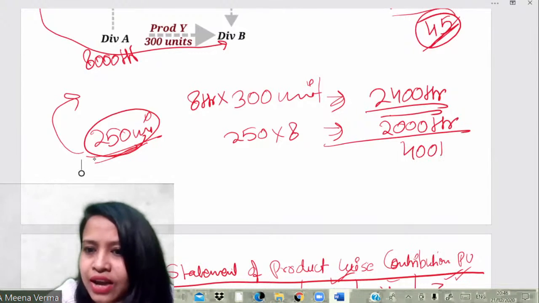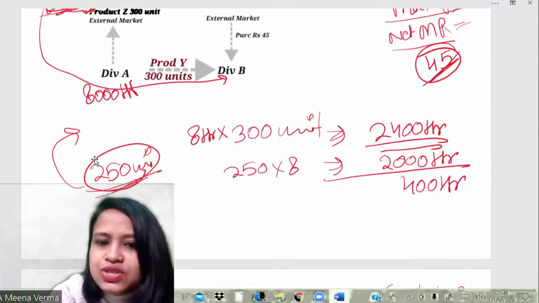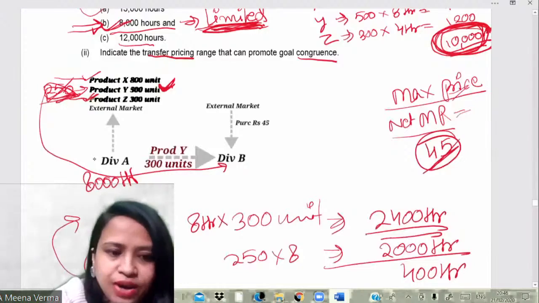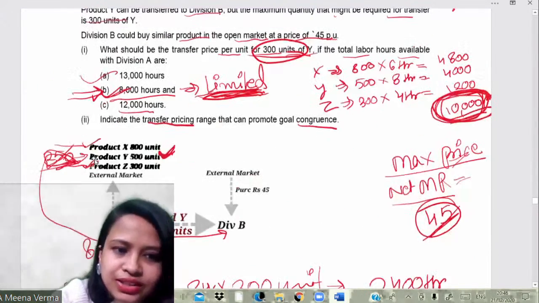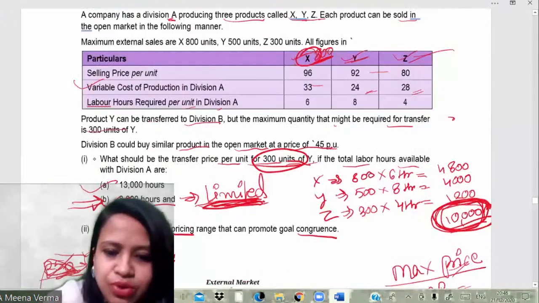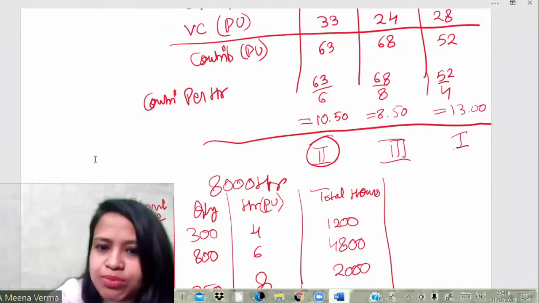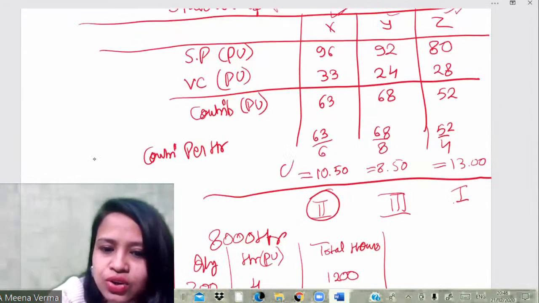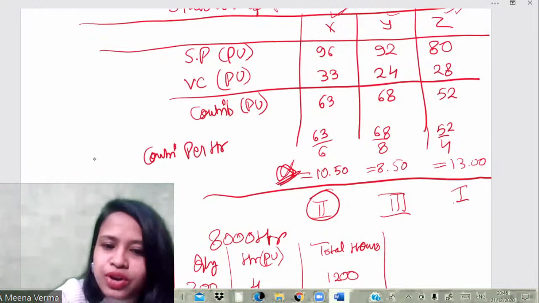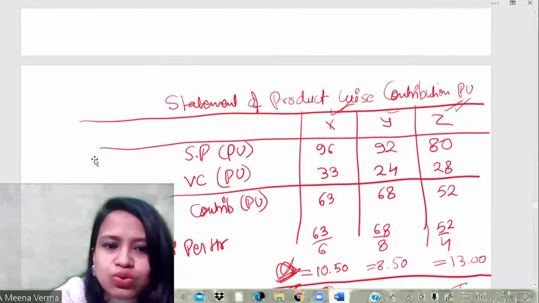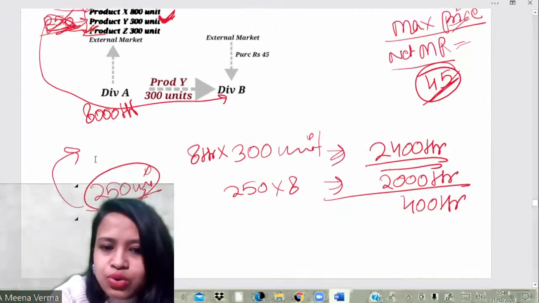ठीक है? 400. And for the remaining 400 hours, you have to disrupt the production of the other product. So the least profitable product is what? You will disrupt the production for the remaining 400 hours. You will disrupt the production of this product also. So you will lose the contribution on 250 units.